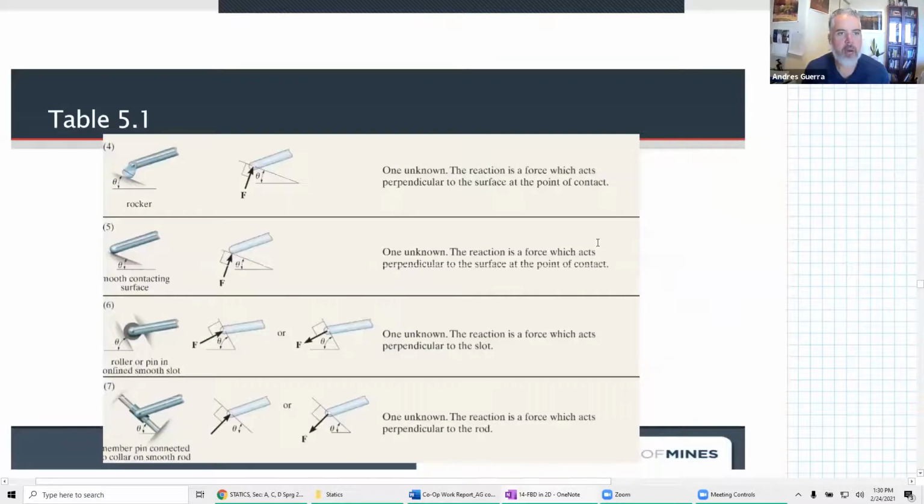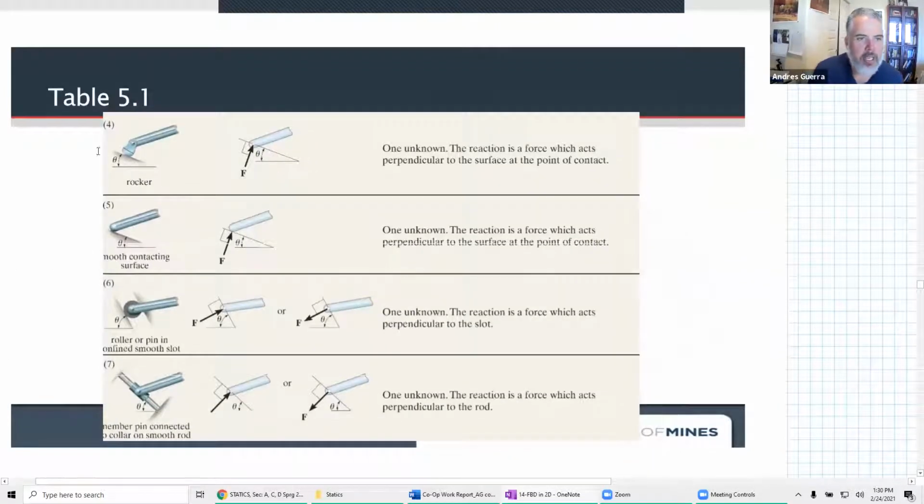A rocker. Again, they show a rocker on an incline. Very much like a roller, a rocker does the same thing. It allows movement up and down along that plane. There's nothing preventing that from happening, but it's not allowed to move into the plane. So we see, again, perpendicular contact. I'll show you some real-world pictures of a rocker.